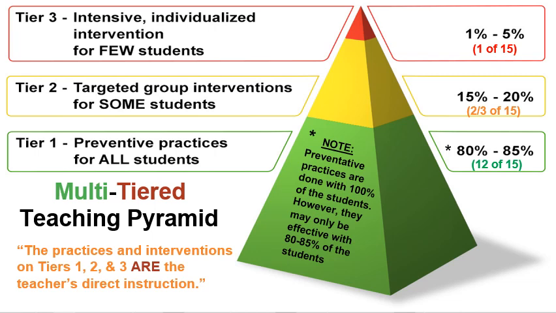Then we may need to move up to Tier 2, more targeted group interventions for some students. That would be 2 to 3 out of the 15. And if more intervention is needed, Tier 3, intensive individualized interventions for few students, approximately 1 out of the 15 students. Lastly, the practices and interventions on Tiers 1, 2, and 3 are the teacher's direct instruction.